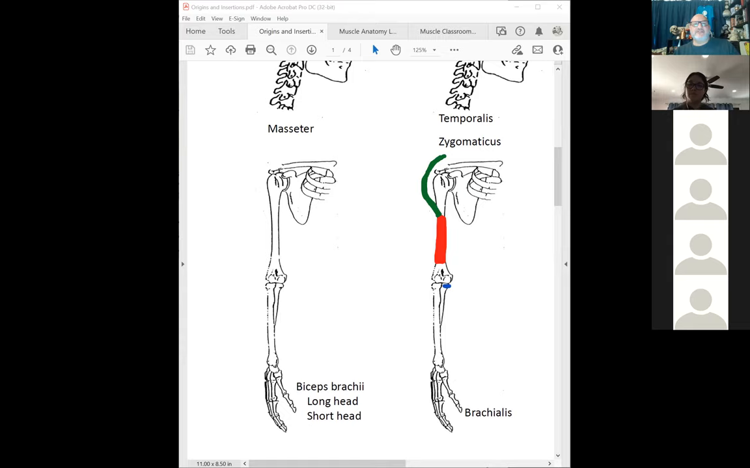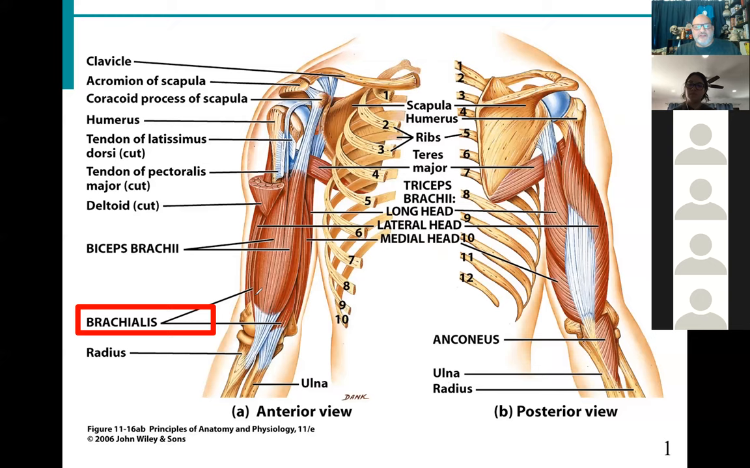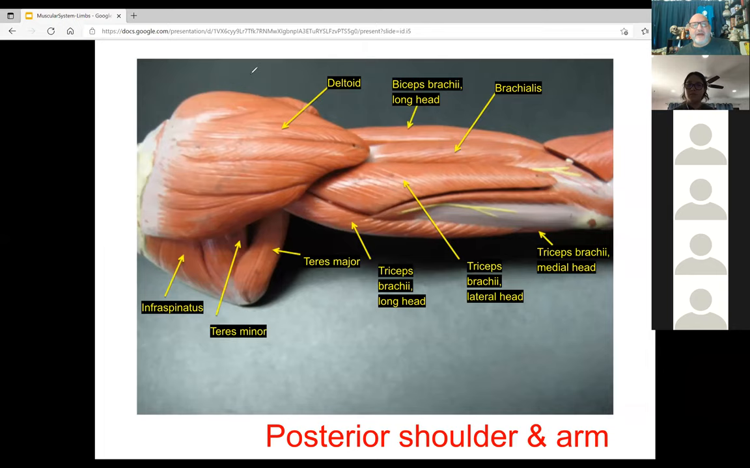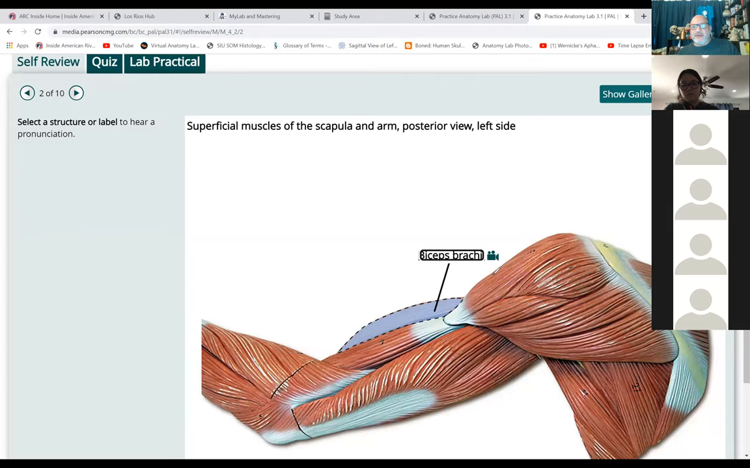Notice we see that here in our illustration. In our illustration, we can see here is that deep brachialis. And here we can see the cut deltoid muscle coming right to it. But notice another place where we can really see it is on that model. Notice here we have that big triangle-shaped arrowhead of the deltoid, and it points right at the brachialis. Notice if we look at the picture from MyLab, the practice anatomy lab, the deltoid is an arrow that points right at the brachialis muscle.